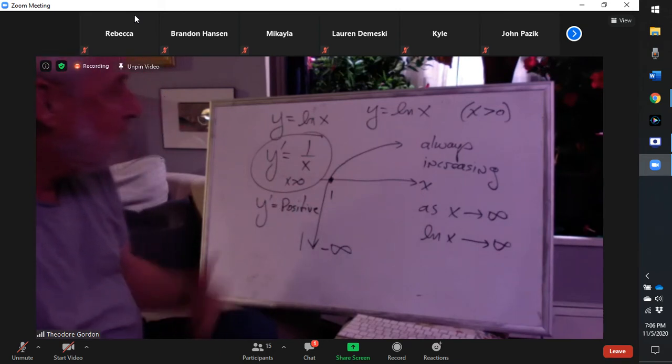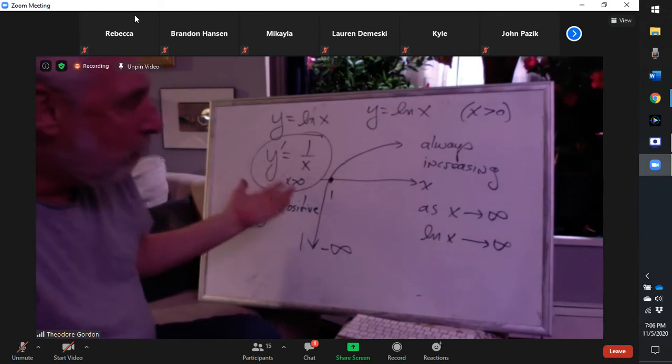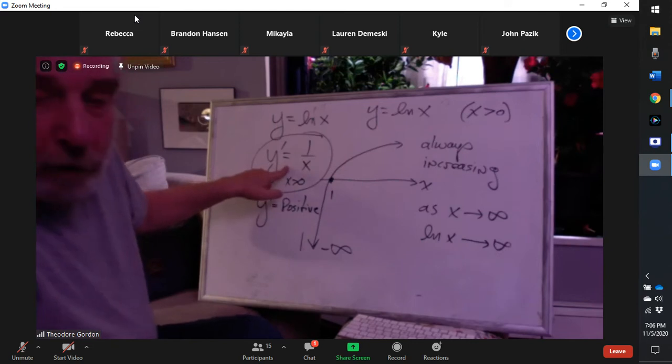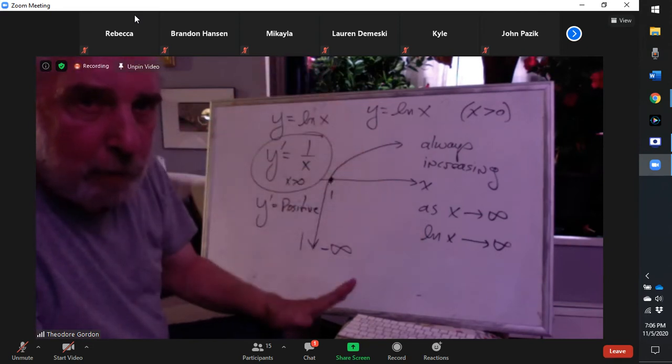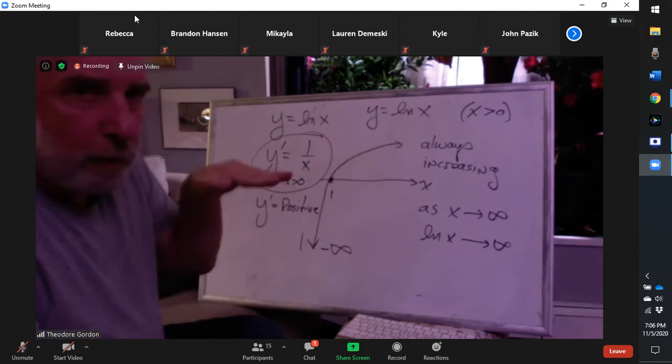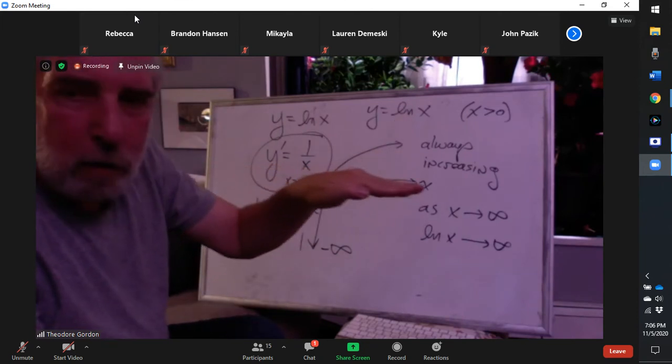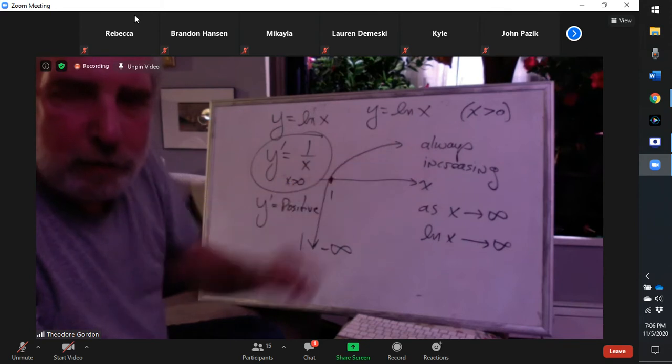So here's a case where you know something's increasing or decreasing by looking at the derivative. If the derivative is negative, it's going down. Derivative positive, it's going up. If the derivative is 0, it's just going in a horizontal direction and the y values aren't changing at all.